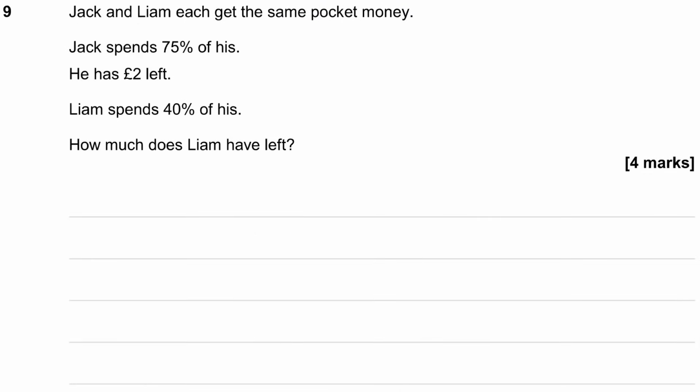Jack and Liam each get the same pocket money. Jack spends 75% of his and has £2 left. Liam spends 40% of his. How much does Liam have left? Well, if Jack spends 75% of his and he's got £2 left, then 25% is what he has left, isn't it? And that is equal to £2. So if 25% is equal to £2, then 100% is going to be 4 lots of that, isn't it?